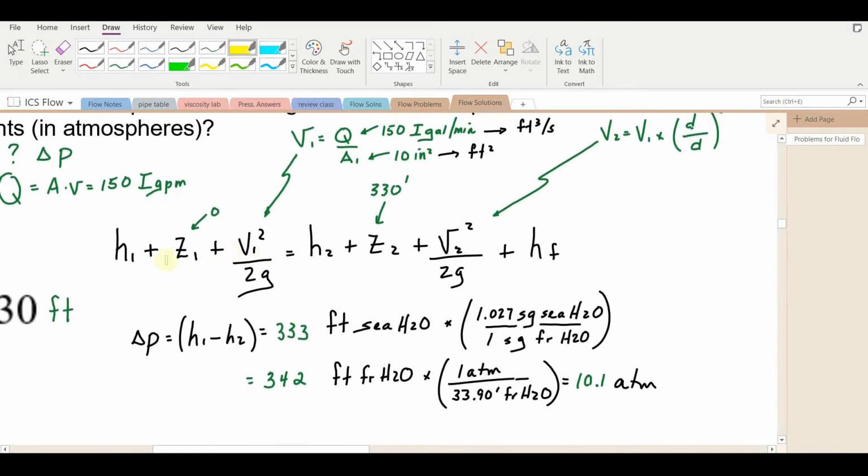Just rearrange H1 minus H2. So delta P is 333 feet of seawater.